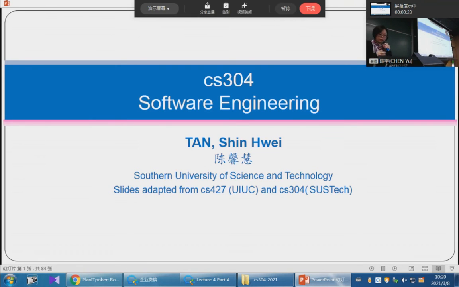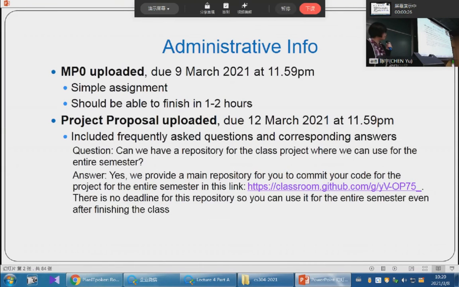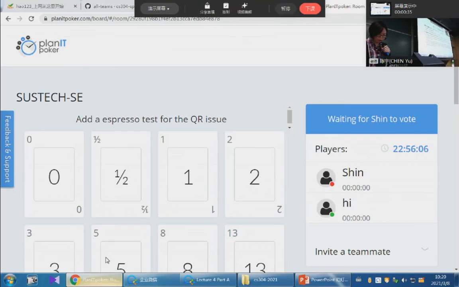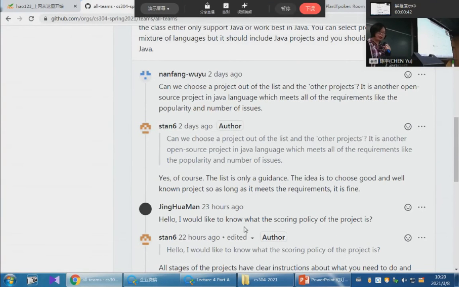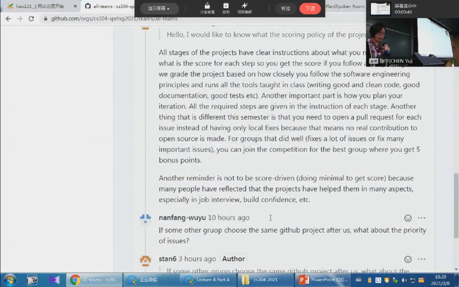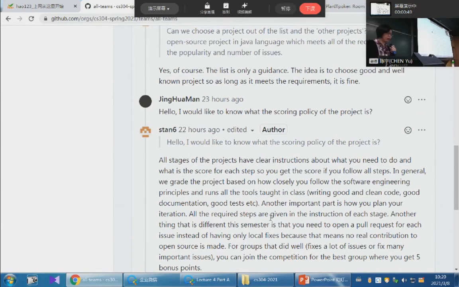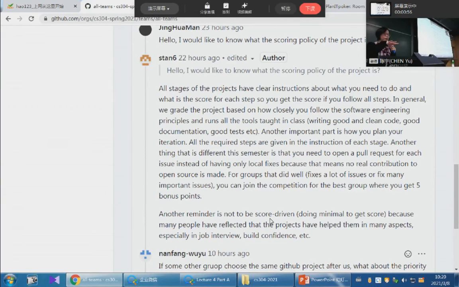Okay, let's get started. Before I start, because there are many, many questions that I got even before class, I would want to bring up the GitHub discussions. I have been answering the questions. Someone asked about the scoring policy before the class started. I did not reply to him face to face because I already put the answer in much detail. The short answer is that everything is stated in the instructions. If you did exactly what the instructions say, you usually get almost full scores.